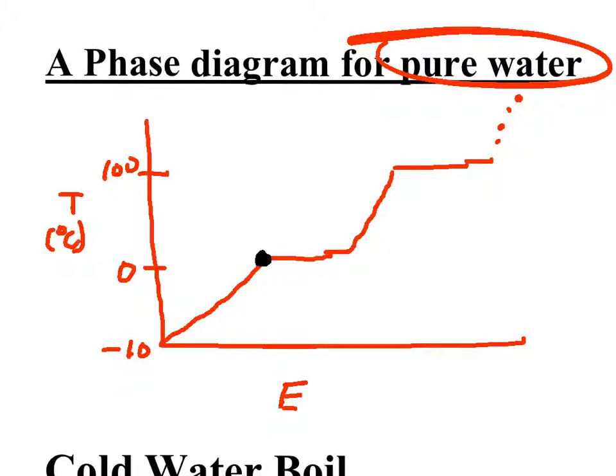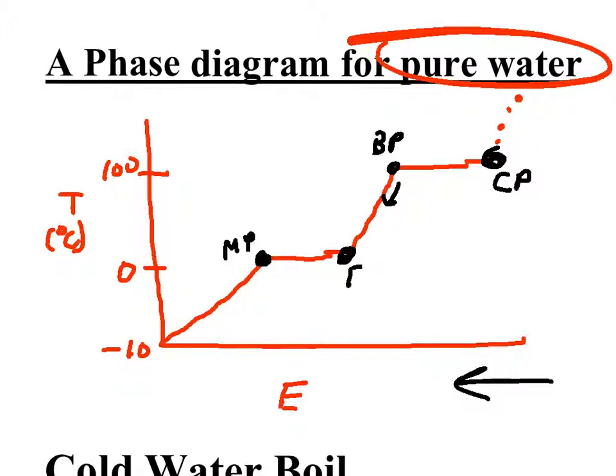A couple key points to talk about on here. This point right here would be called the melting point. This point right here would be called the boiling point. If you go back the other direction on the graph, in other words, if you took energy away from a gas, the point that it started to condense and turn back to a liquid you'd call the condensation point. It would keep condensing until you had all liquid. Then the temperature would drop again, and at this point right here, it would freeze. So we would call that the freezing point, going back the other direction.